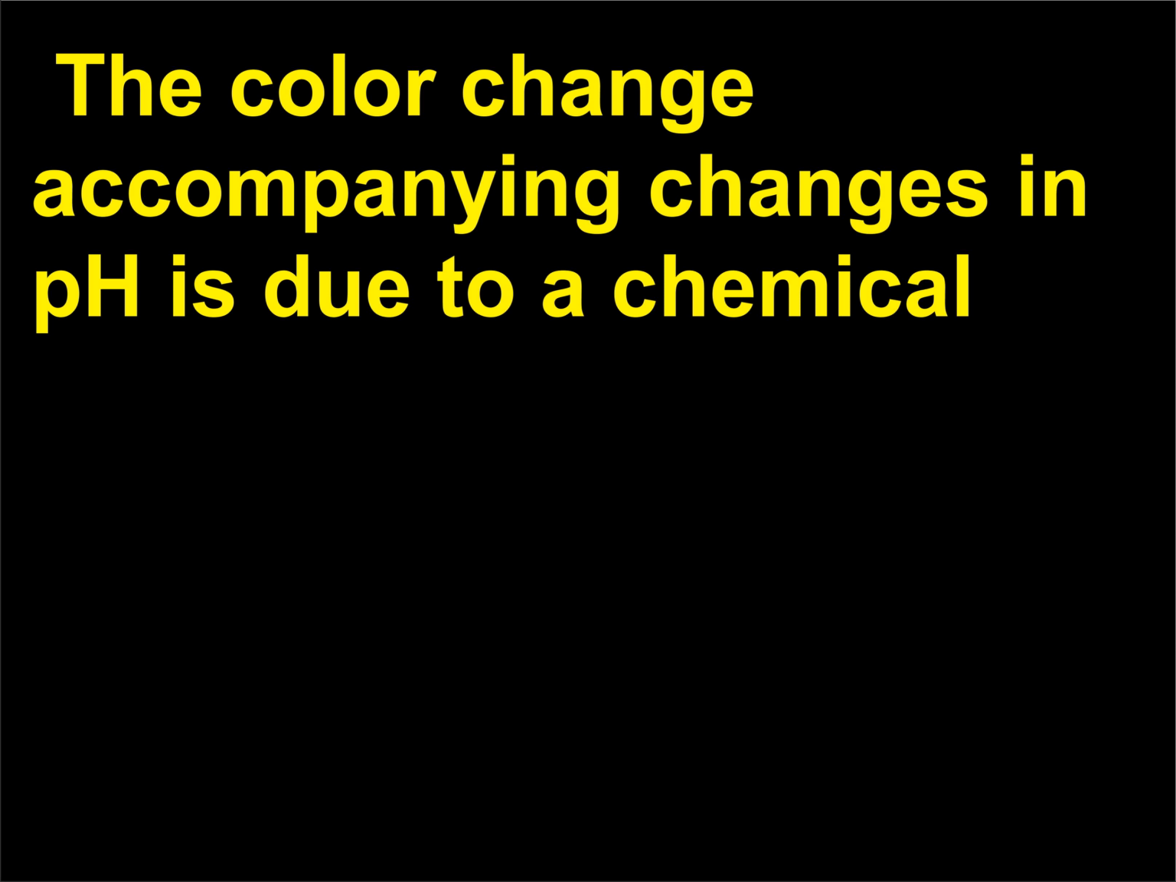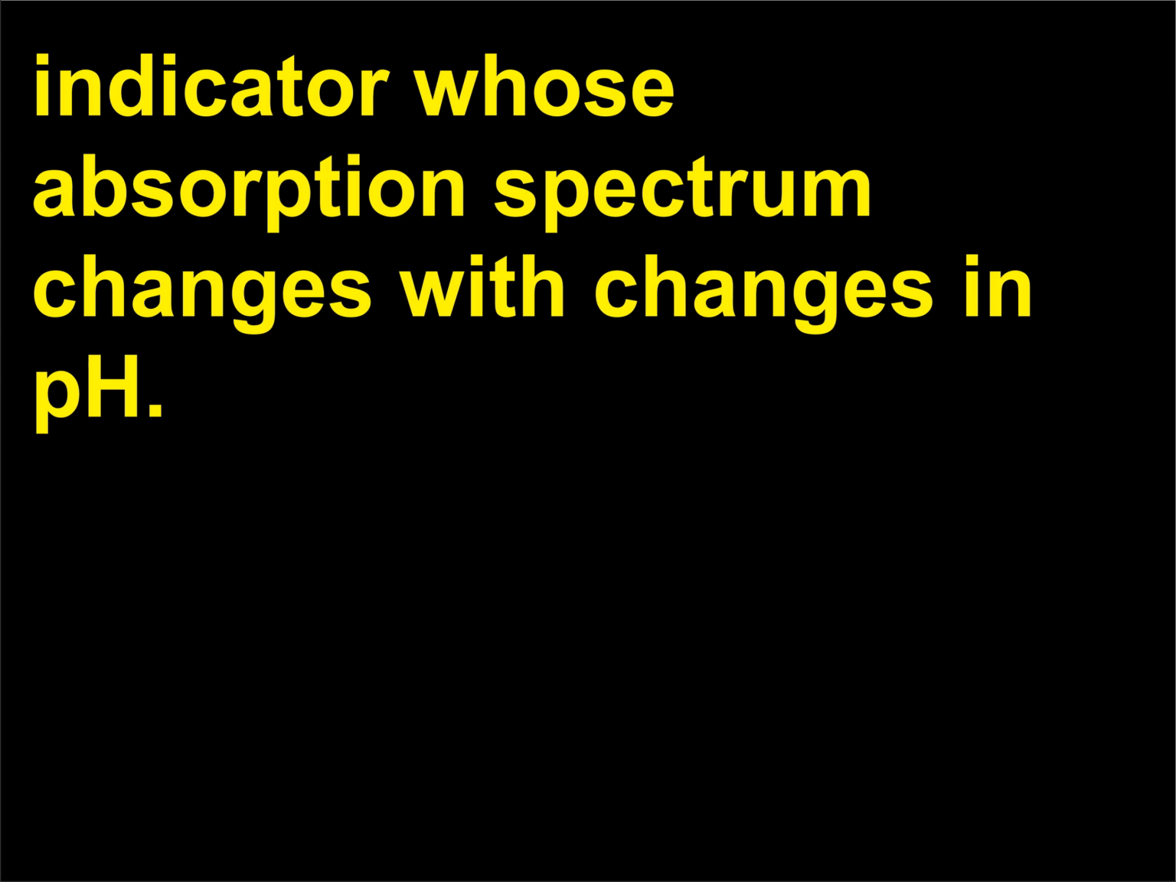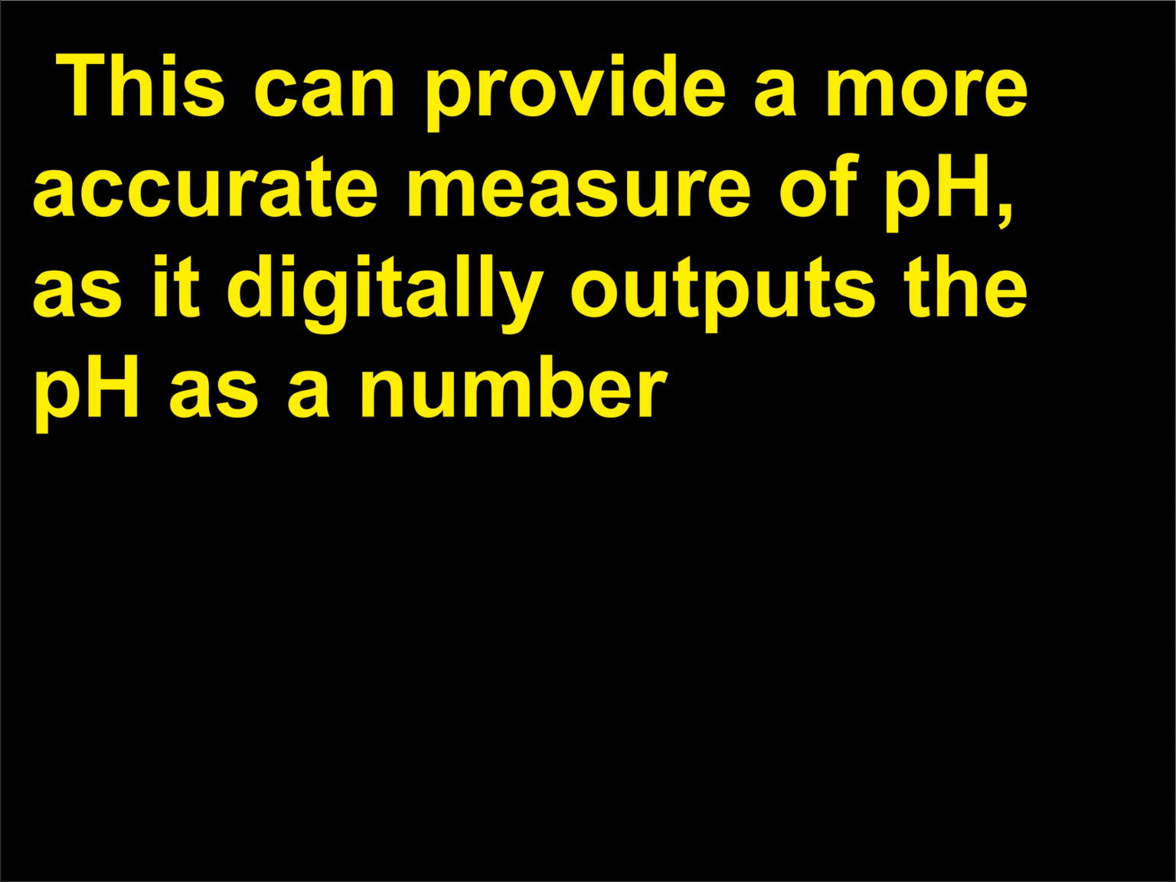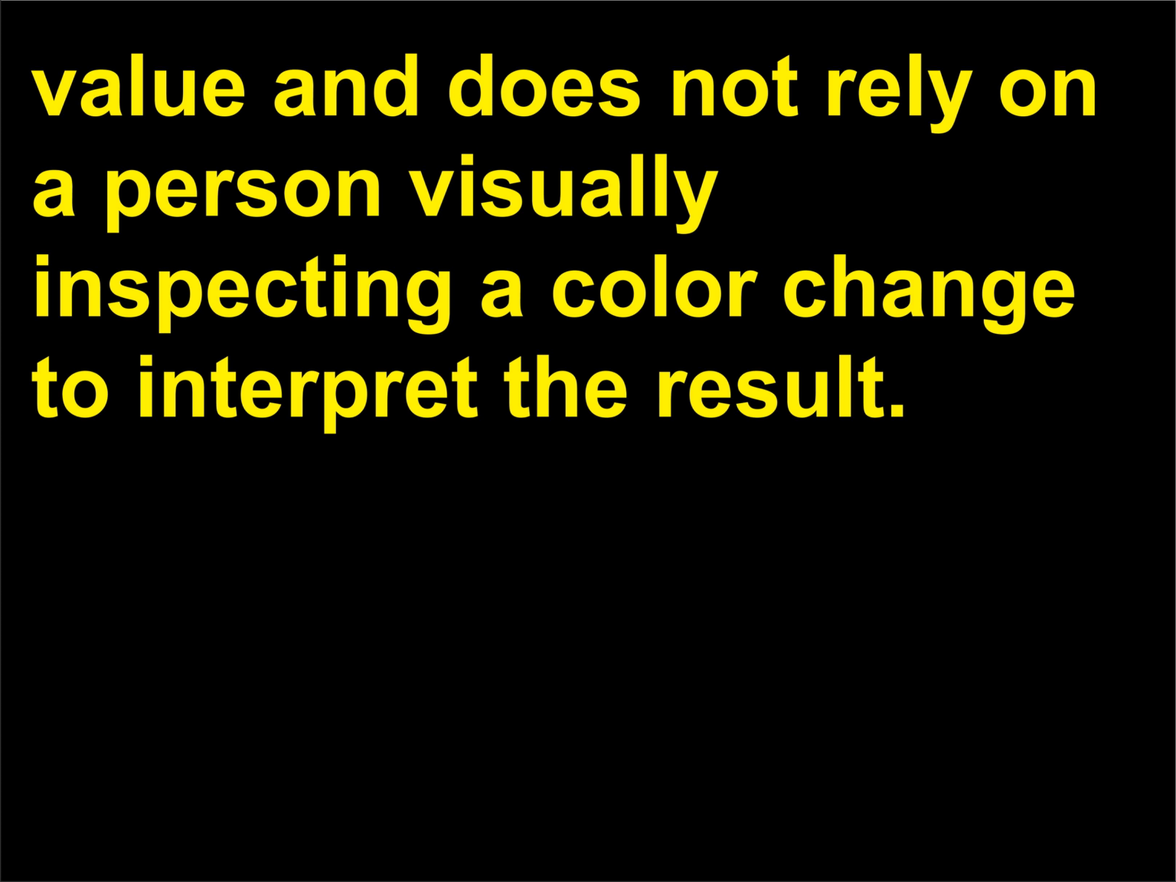The color change accompanying changes in pH is due to a chemical indicator whose absorption spectrum changes with changes in pH. Another way to measure pH is with a pH-sensitive electrode. This can provide a more accurate measure of pH, as it digitally outputs the pH as a number value and does not rely on a person visually inspecting a color change to interpret the result.